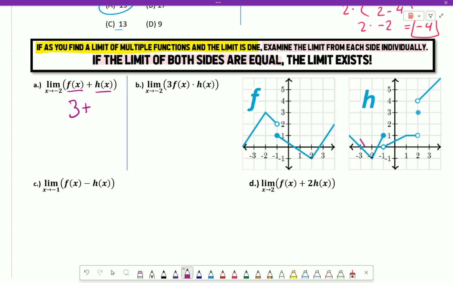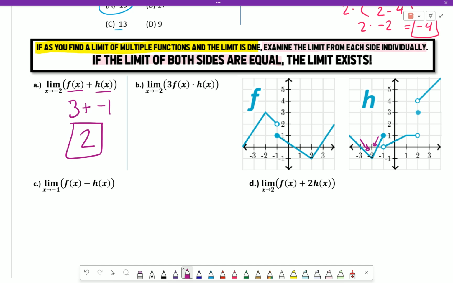So here's h. I'm approaching it from the left and the right-hand side. What y value am I getting closer and closer to as I approach negative 2? That would be negative 1. 3 plus negative 1? 2. Boom. Done. 2. Try letter B.